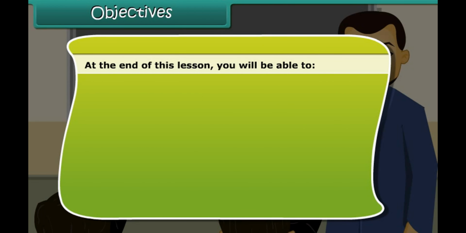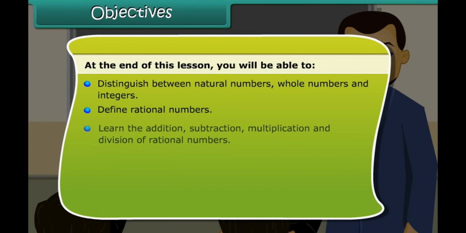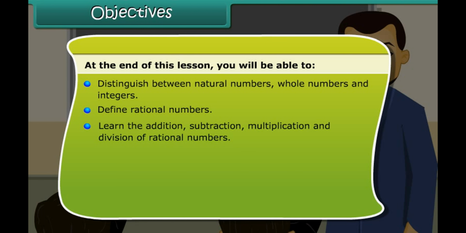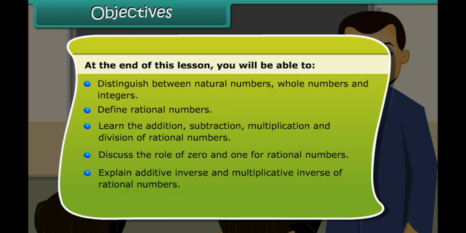At the end of this lesson, you'll be able to distinguish between natural numbers, whole numbers, and integers. Define rational numbers. Learn the addition, subtraction, multiplication, and division of rational numbers. Discuss the role of 0 and 1 for rational numbers. Explain additive inverse and multiplicative inverse of rational numbers. Find rational numbers between any two given rational numbers.